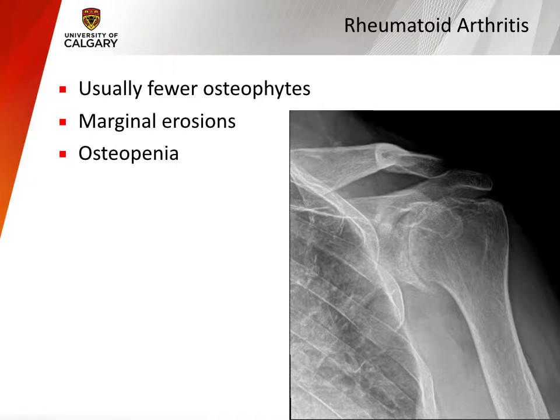Another one you can diagnose on imaging is rheumatoid arthritis. They're going to have a story of a painful shoulder, and it's going to examine like an arthritic shoulder. They're usually going to have fewer osteophytes on x-ray. They'll have marginal erosions, and they'll usually have marked osteopenia as well. You can see those findings in that AP there.